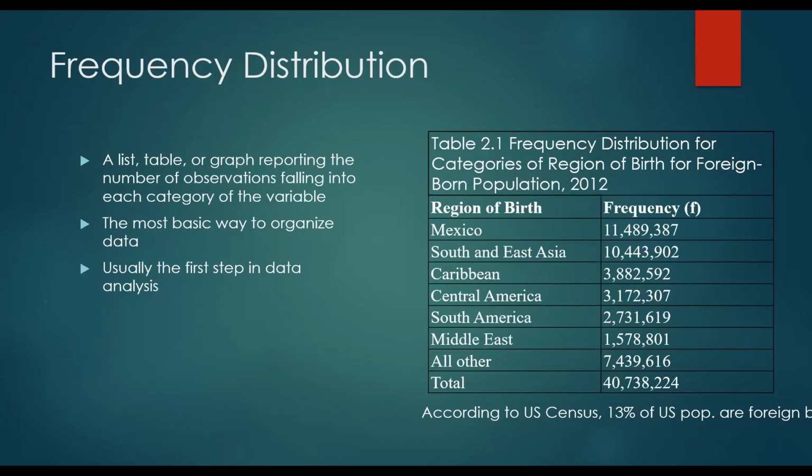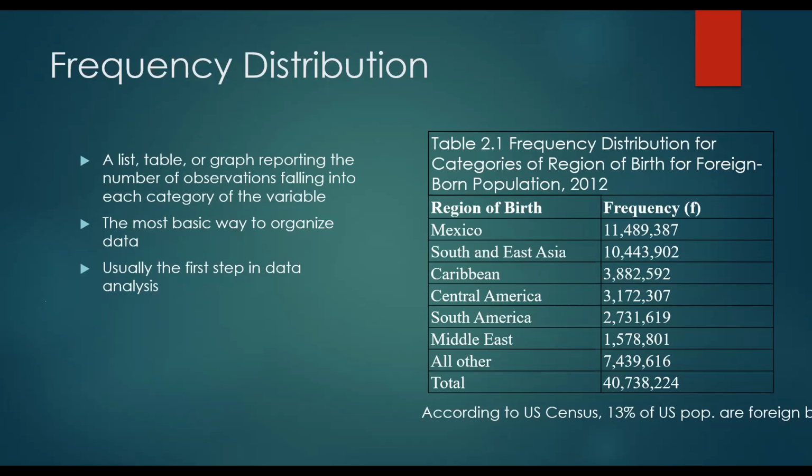This is the frequency distribution for categories of region of birth for foreign-born populations in 2012. It's a mouthful. This is according to the US Census, and it states 13% of the US population was born outside of the United States. And this is giving a frequency for those countries. So it starts with Mexico. Again, these categories can be a bit problematic because it says region of birth, but then there's a country. Country is not really a region, but anyway, this is the example in your textbooks. I'll try not to be so critical.